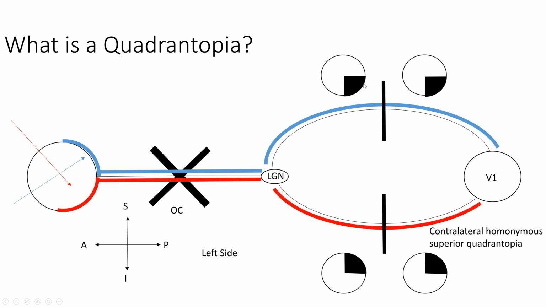And in reverse, if we lose these superior fibers through superior optic radiation, then we lose the lower visual field and get an inferior quadrantopia. All right, well, hopefully that helps.